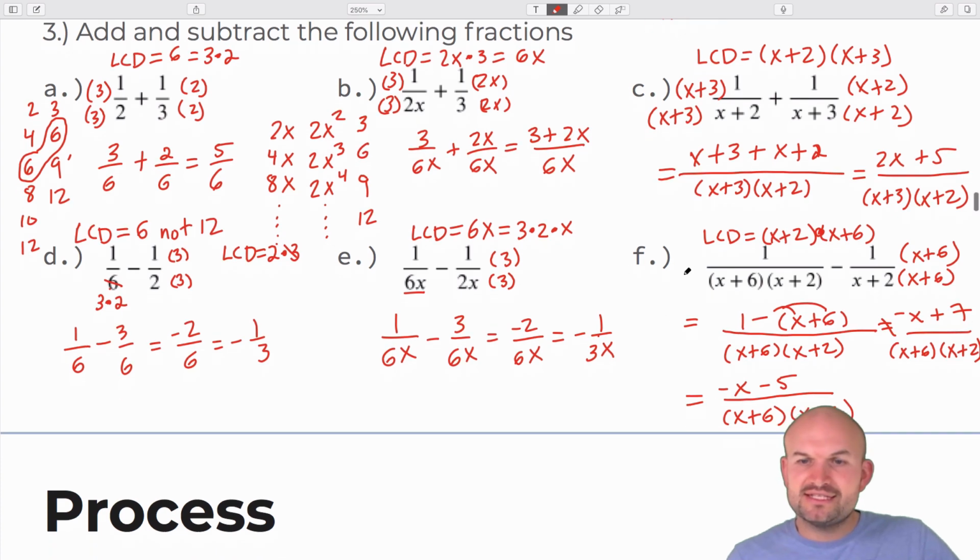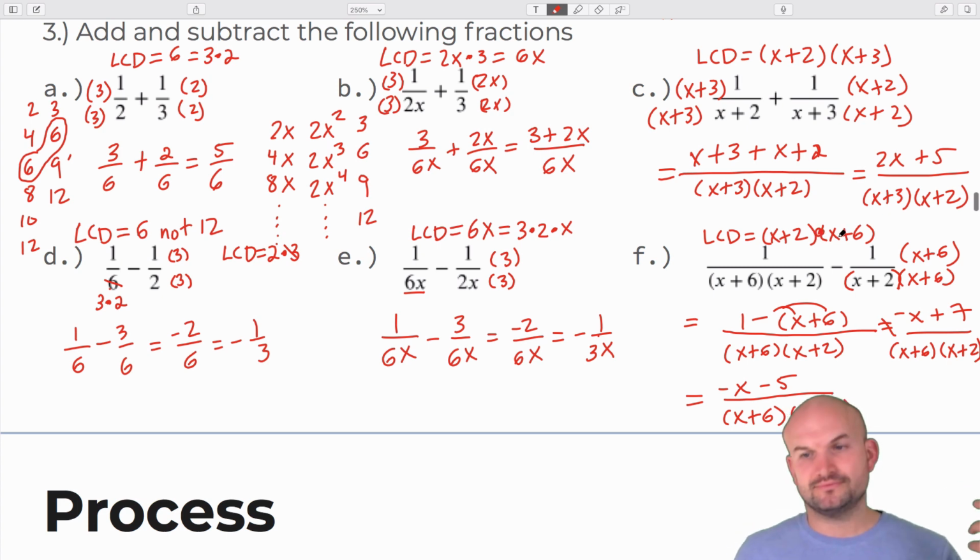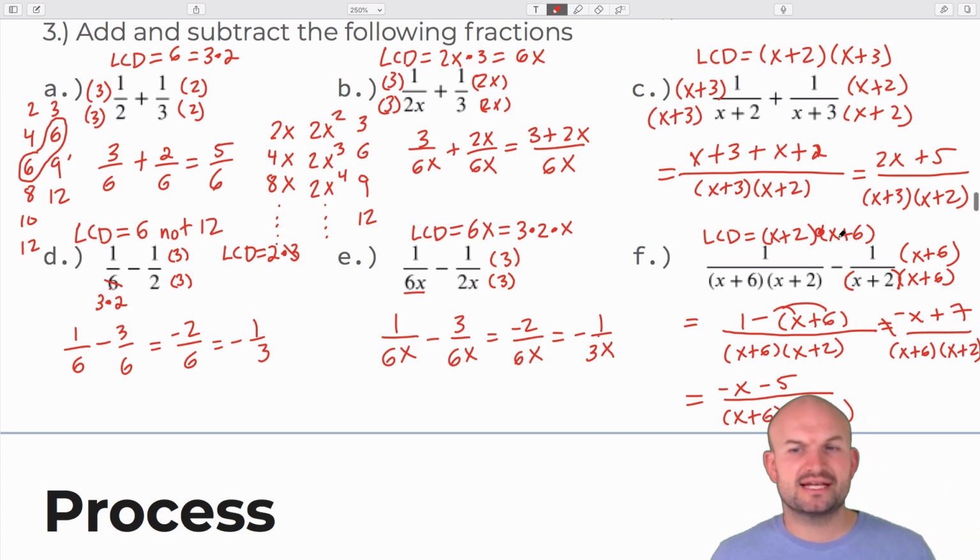And then last but not least, here for f, you can see that they share the quantity x plus 2 in common, right? So, here's x plus 6 times x plus 2. Here's just x plus 2. So since they share x plus 2, I'm going to include that in the LCD, multiply by the product of x plus 6. And then I multiply x plus 6 on the top and the bottom.